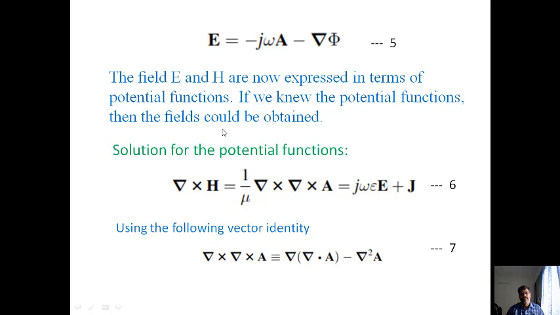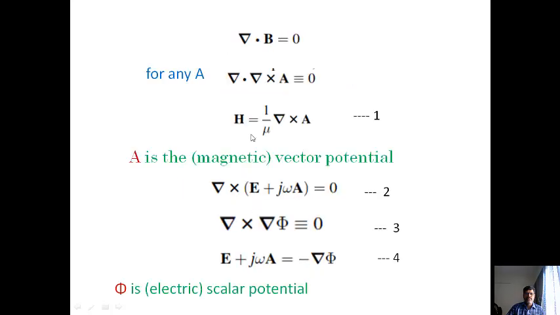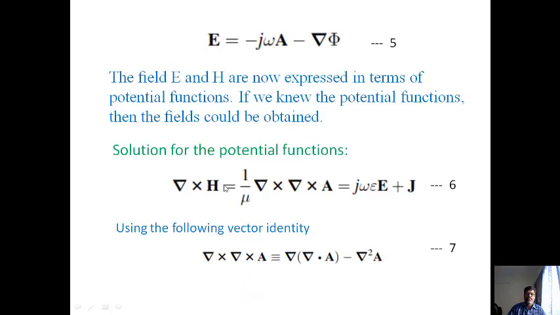So, the solution for the potential functions can be computed as follows. The del cross H equals J plus Jd, where Jd is the displacement current density, which equals j omega epsilon E. If you take del cross on both sides, del cross H equals 1 over mu del cross del cross A. By using the vector identity, del cross del cross A can be written as del of del dot A minus del square A.